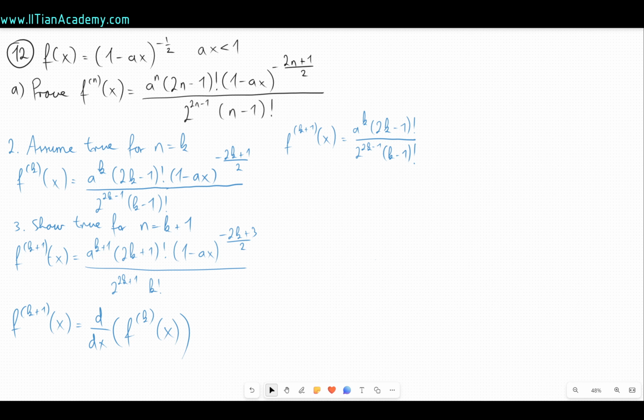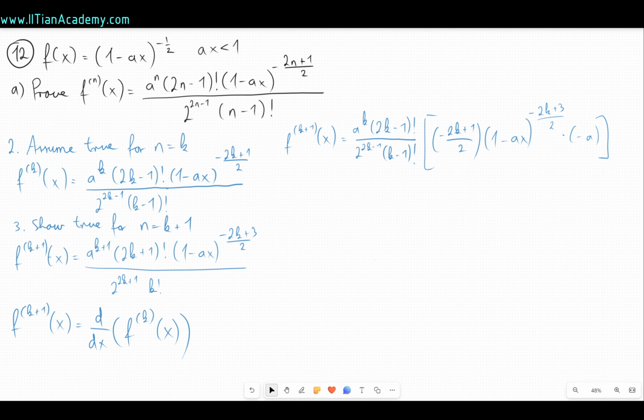And then what we need to take is the derivative of this expression over here. So we can simply use the chain rule and the power rule. So we need to take down the power. So this will be minus 2k plus 1 over 2. We multiply it with the original thing to the power of, well, we need to subtract 1 from this. So that will be minus 2k plus 3 over 2, and then times by a minus a because of the inside function.